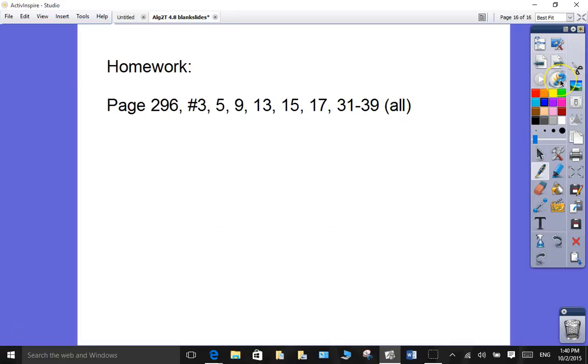The homework is actually written up here too. So if you want to, one way or the other, get it written down and we can start a quiz.